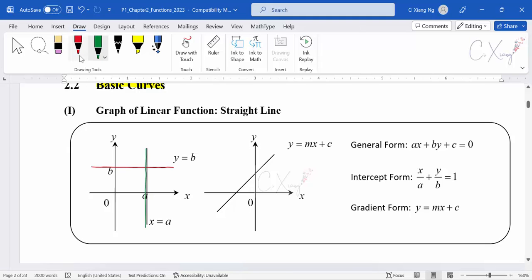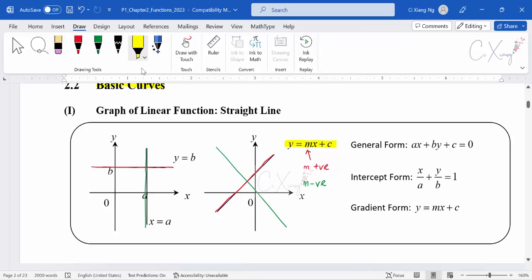Then another type of straight line is y equals mx plus c, where the general function is y equals mx plus c. It depends on the m. If the m is positive, then your graph will be going up in this direction. But if your m is negative, then the direction of your graph will be something like this. All these are the general equations for the straight line.